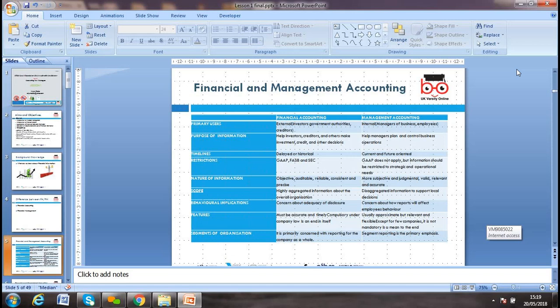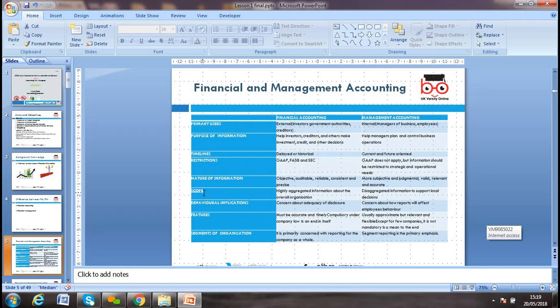Yes, there are different restrictions under financial accounting. We need to follow different rules. We call them IAS, International Accounting Standards, and GAAP, which is called Generally Accepted Accounting Principles. These are the accounting standards which we follow, and we prepare our financial statements accordingly.